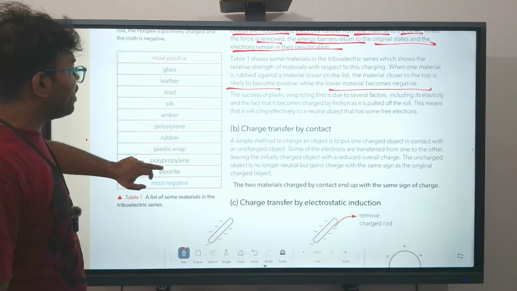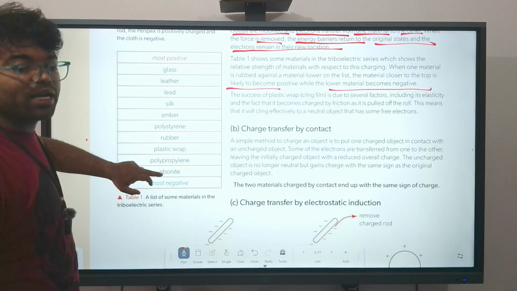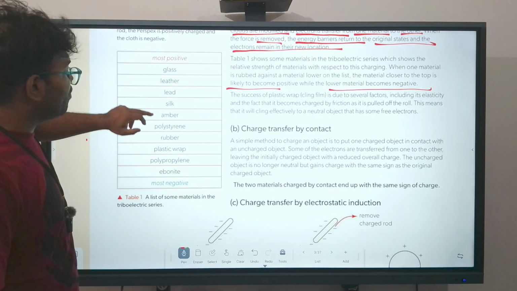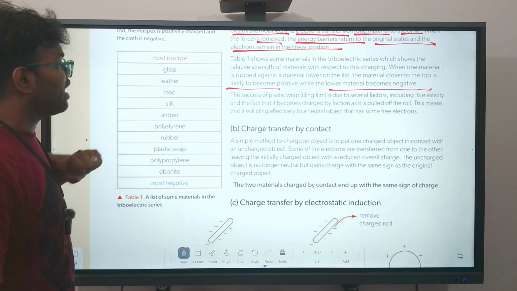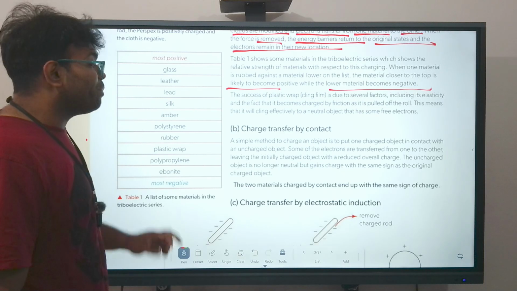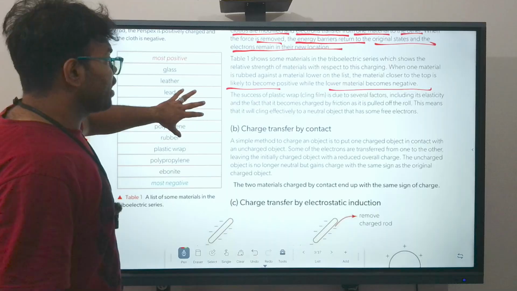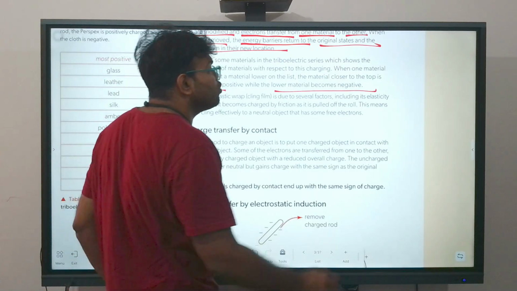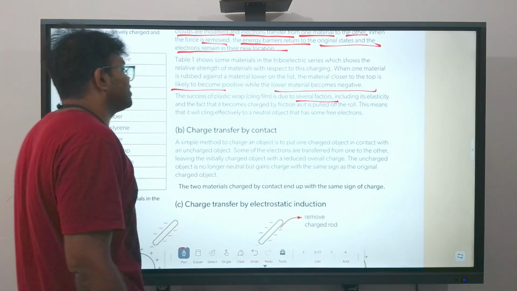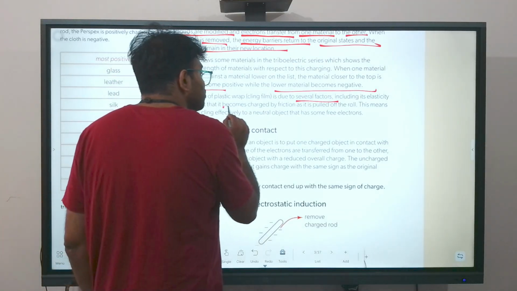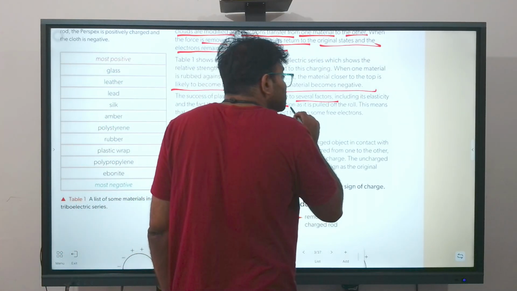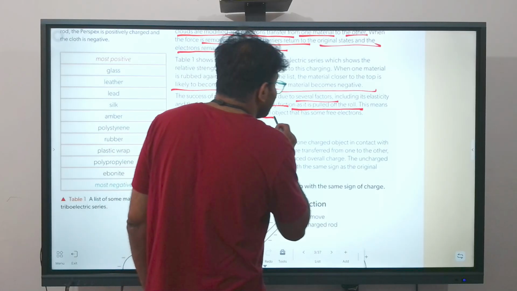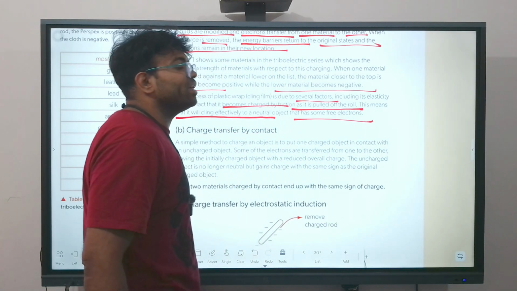If leather is rubbed with ebonite, leather will become positive, ebonite will become negative. Okay. So if amber is rubbed with plastic wrap, amber will become positive and the plastic wrap will end up being negative. The success of the plastic wrap cling film is due to several factors, including its elasticity and the fact that it becomes charged by friction as it is pulled off across the roll. This means that it will cling effectively to neutral objects that have some free electrons.